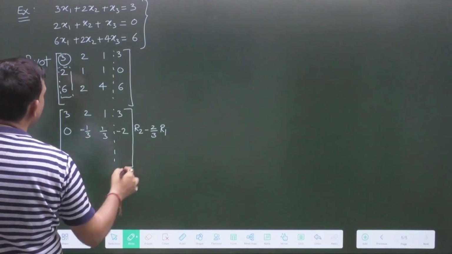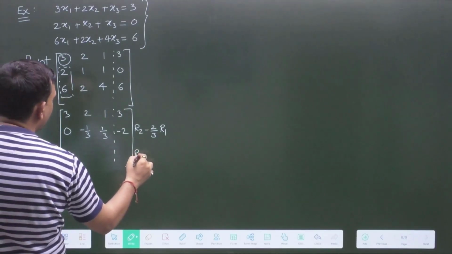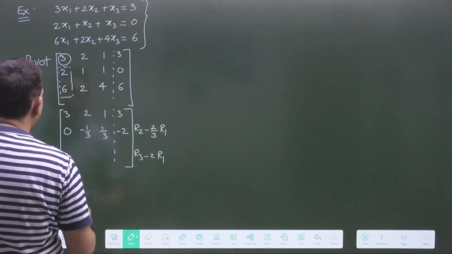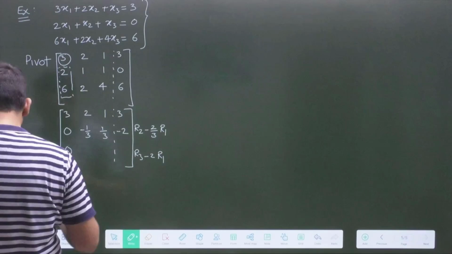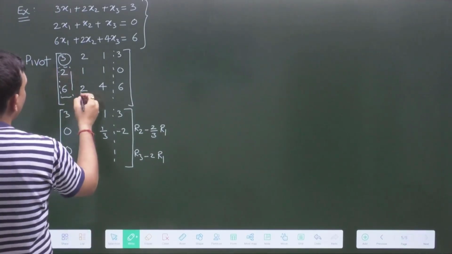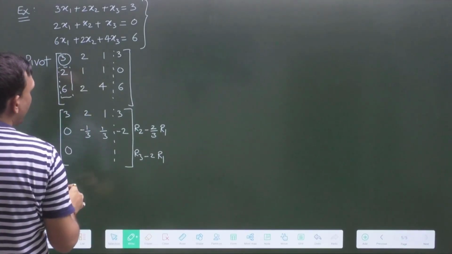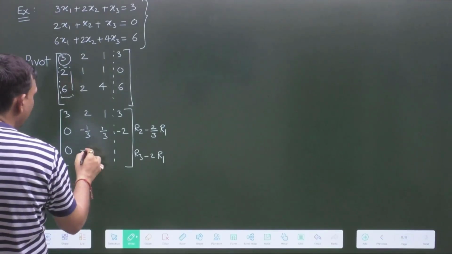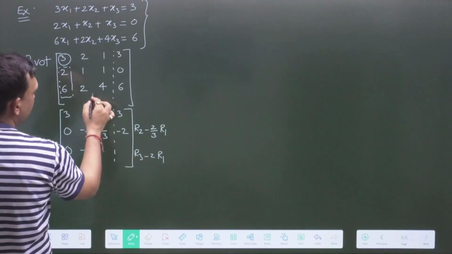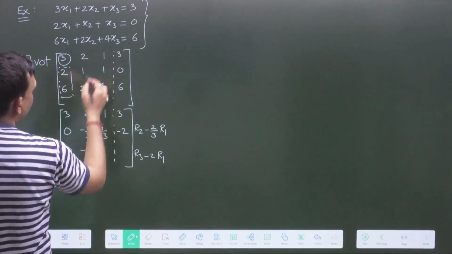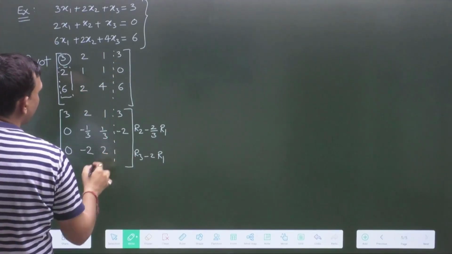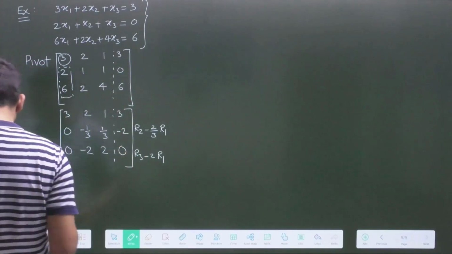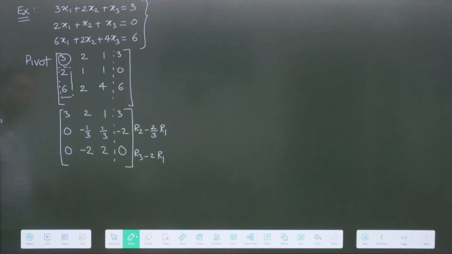And what about this? R3 minus 2 of R1. So this will be 0. And this will be 2 minus 4. So that is minus of 2. And this is 4 minus 2 is plus of 2. 6 minus 6 is 0.